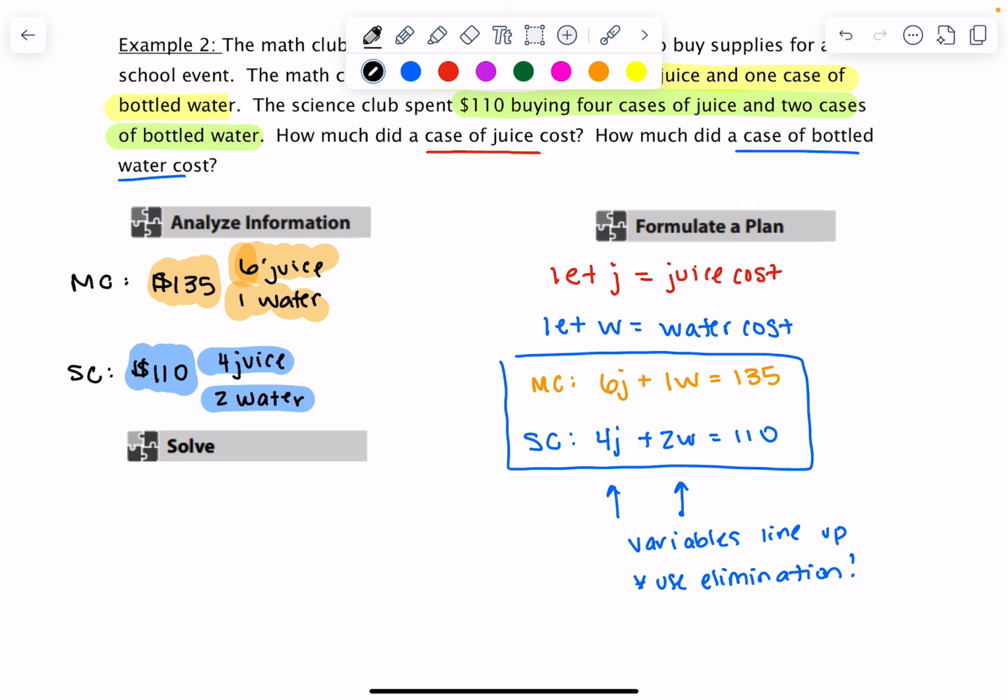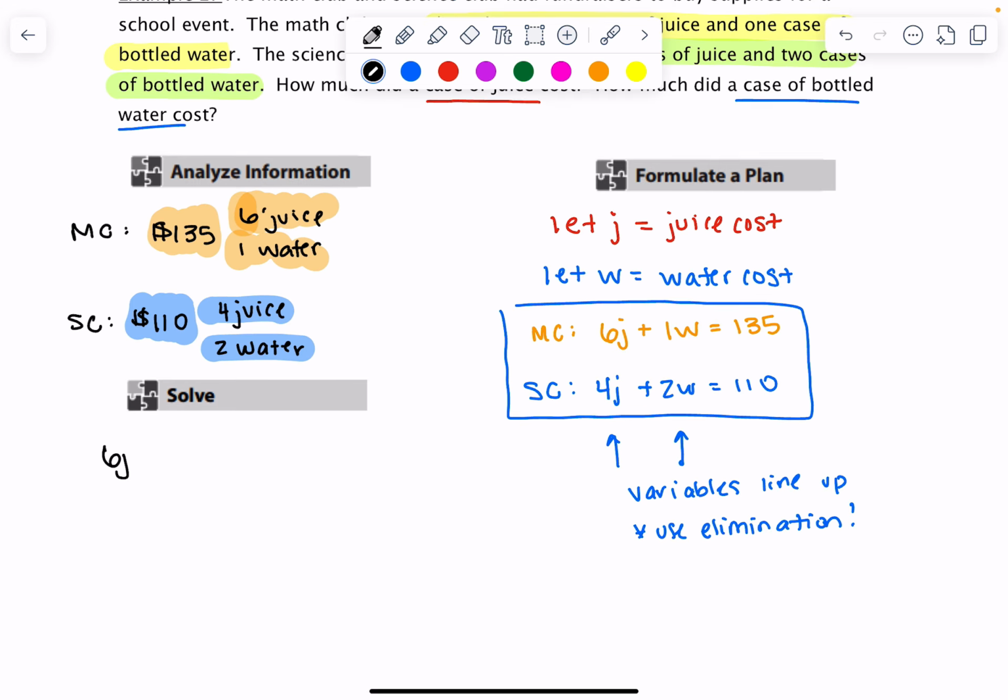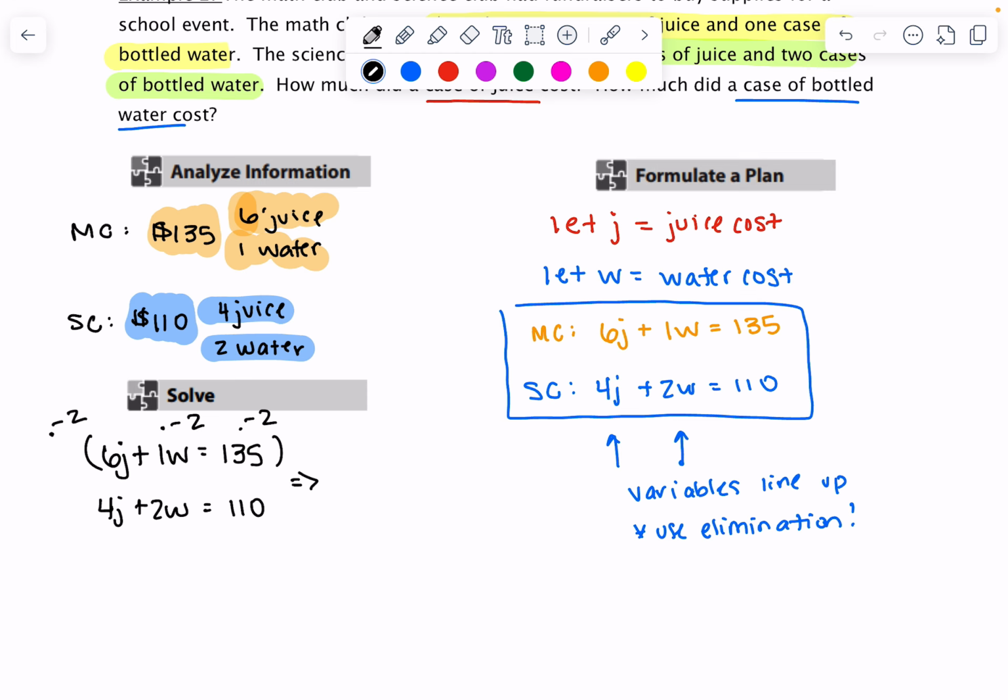So I'm going to go ahead and rewrite this over here under solve. So 6J plus 1W equals 135, and 4J plus 2W equals 110. I'm going to go ahead and multiply this top equation by -2. And I'm doing that because that will cancel out the W's, like we've done in elimination in the past. So this becomes -12J minus 2W equals -270. And on the bottom, I'm going to leave my equation the same.